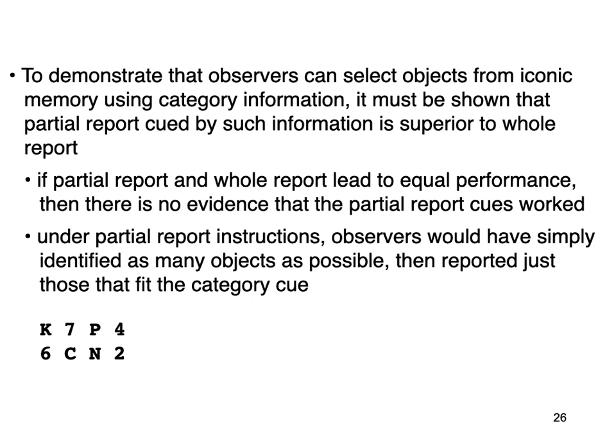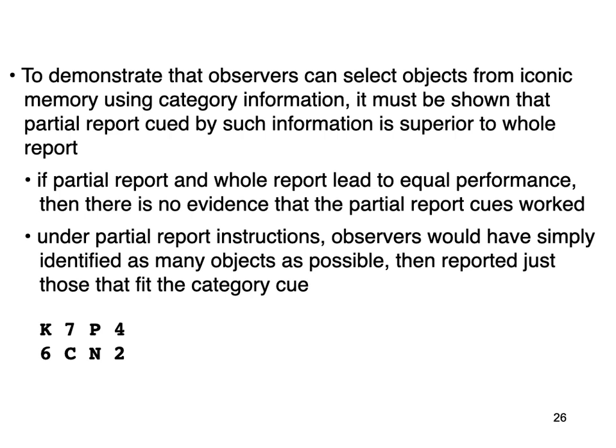To demonstrate that observers can select objects from iconic memory using category information, it must be shown that partial report cued by such information, letters versus numbers, is superior to whole report. If partial report and whole report lead to equal performance, so no advantage for partial report, there's no evidence then that the partial report cues worked.